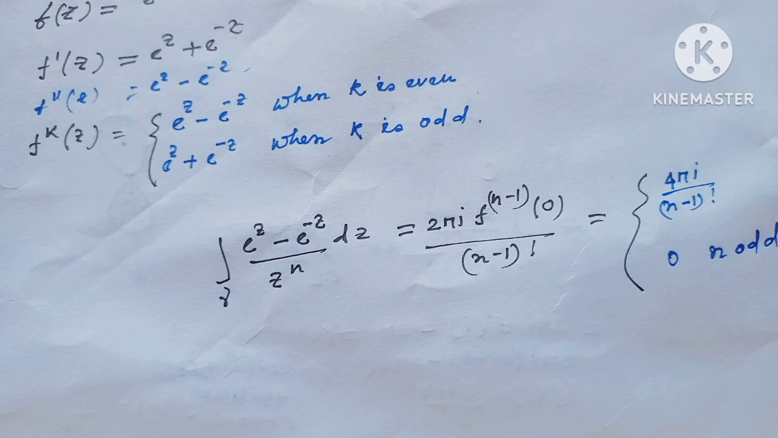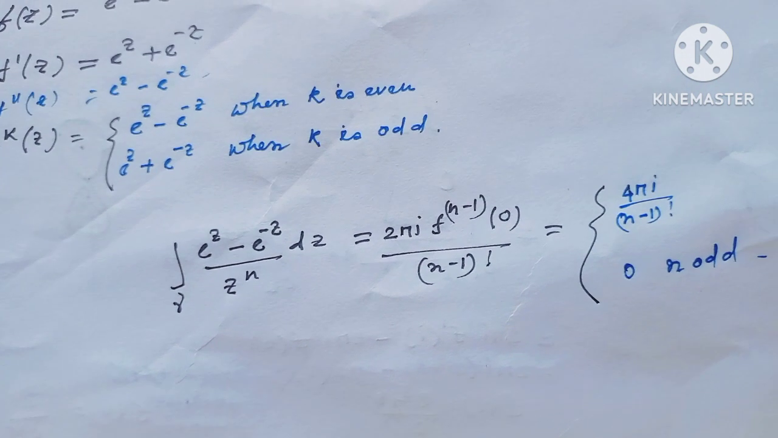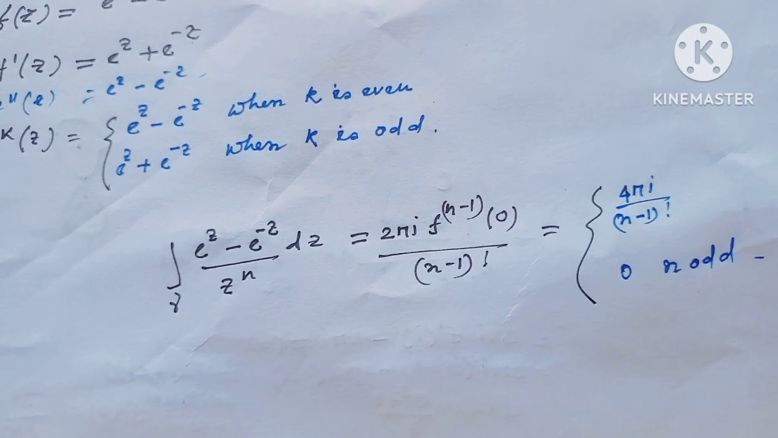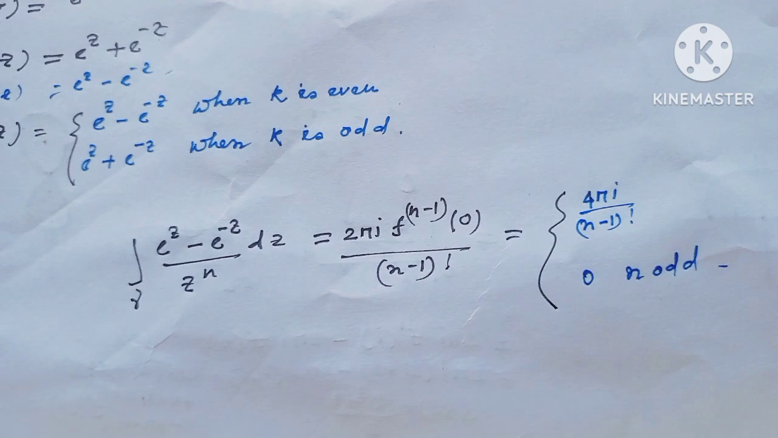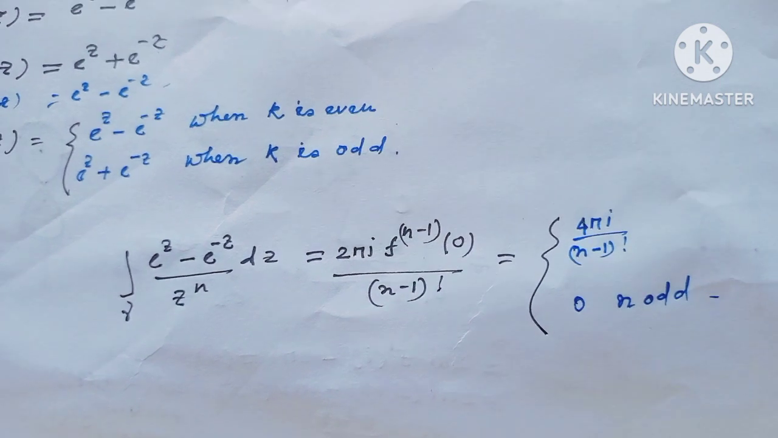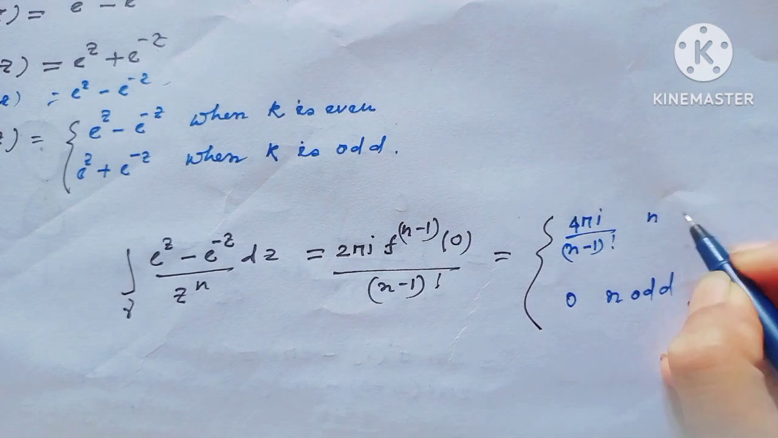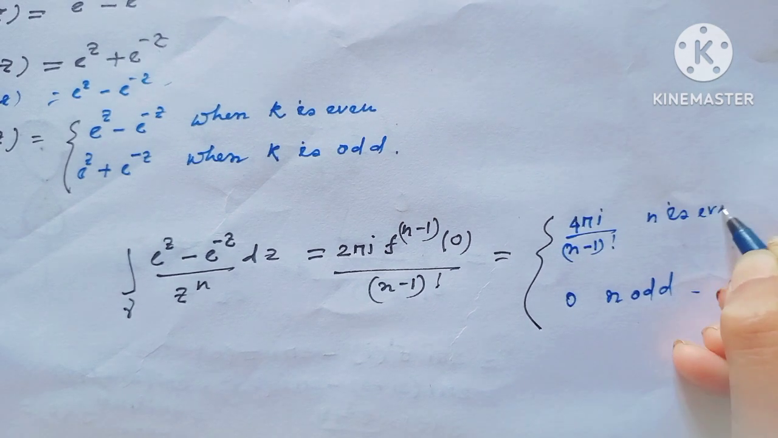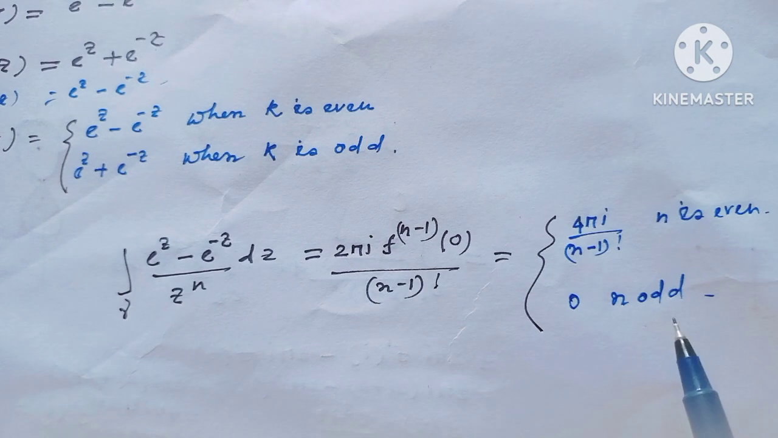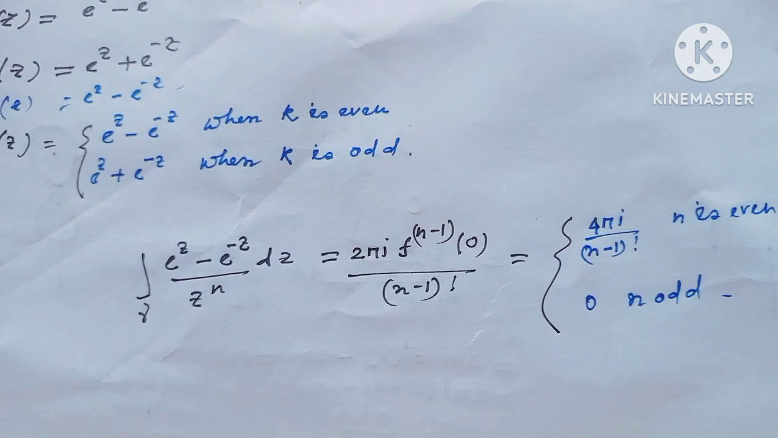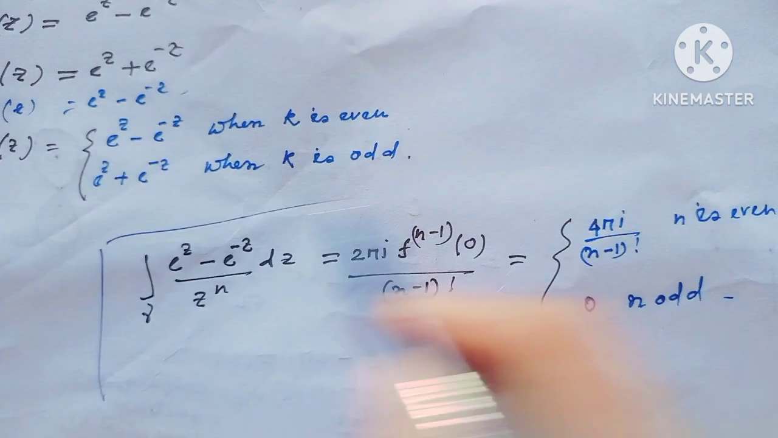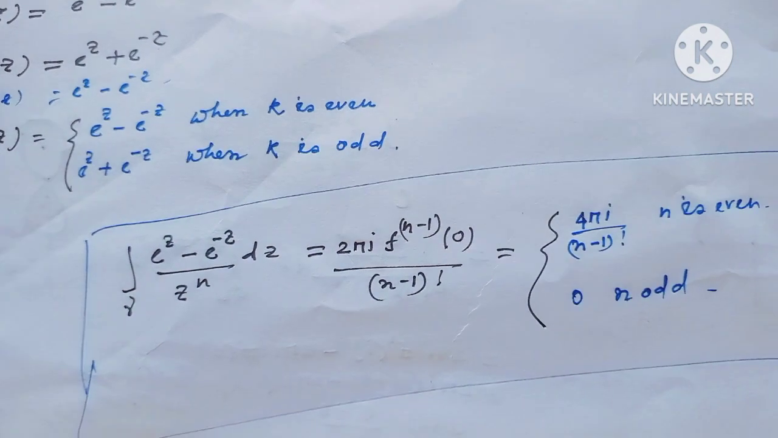So the integration of e to the power z minus e to the power minus z over z to the power n dz, this value would be 2 pi i f to the power n minus 1 at 0 over (n minus 1) factorial, and this value would be 4 pi i over (n minus 1) factorial when n is even and 0 when n is odd. I hope all my viewers have understood this integration. Okay.